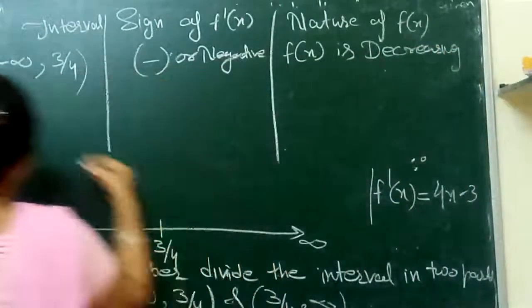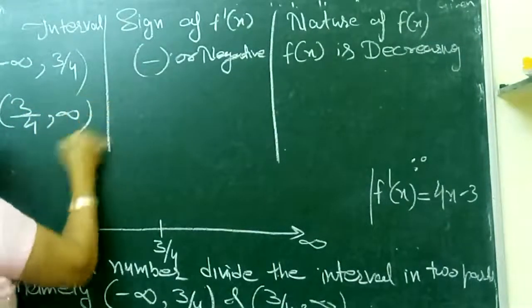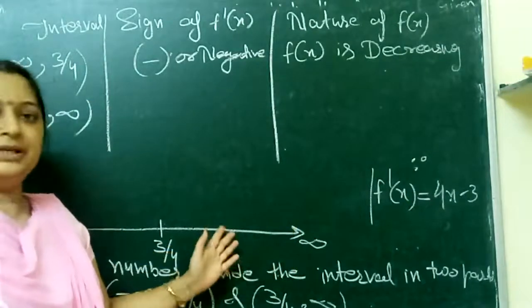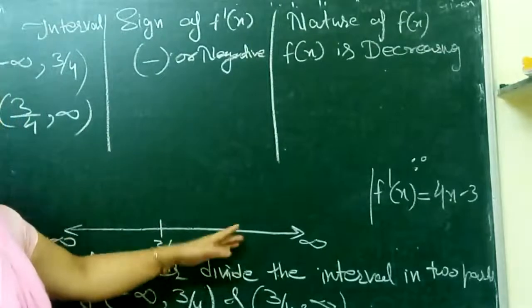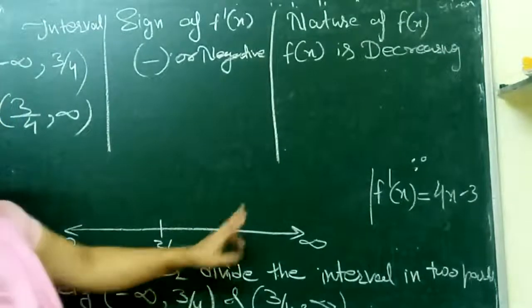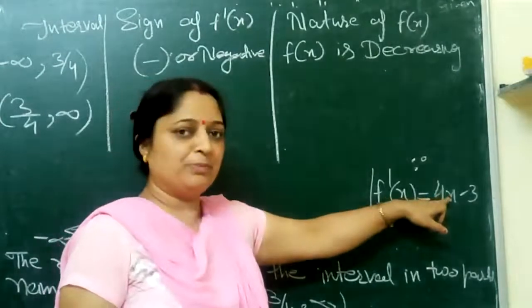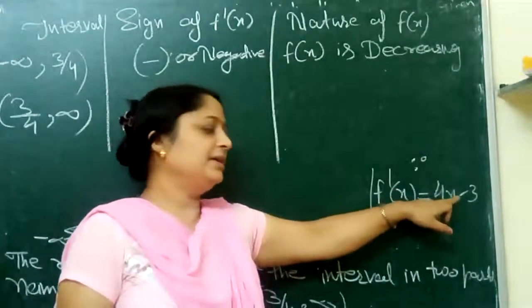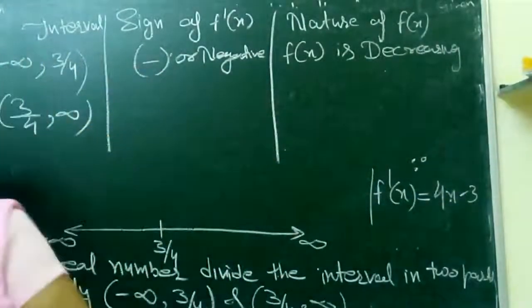Second interval is 3 by 4 to infinity. We can put here any value, 1, 2, 3, 4. We will take here 1. You can take 2, 3 if you want. So 4 into 1, positive term, 4 minus 3. What is coming here? That is 1. The term is coming here positive.